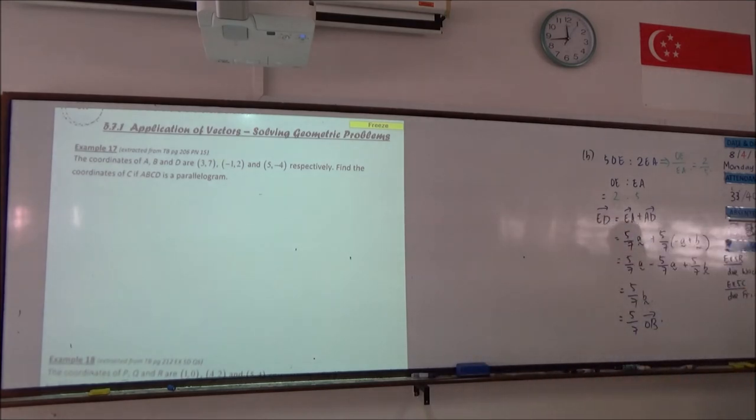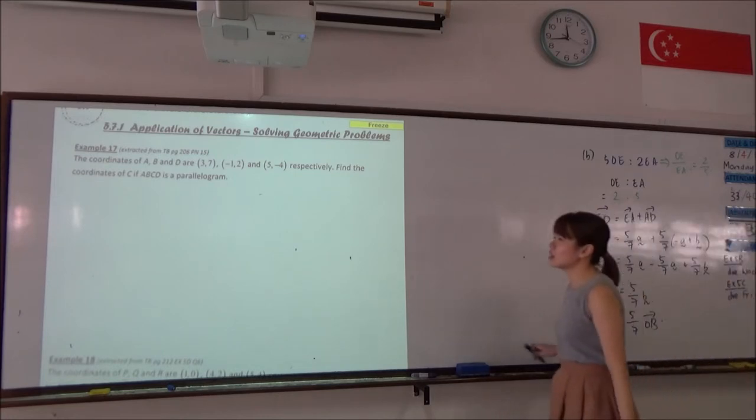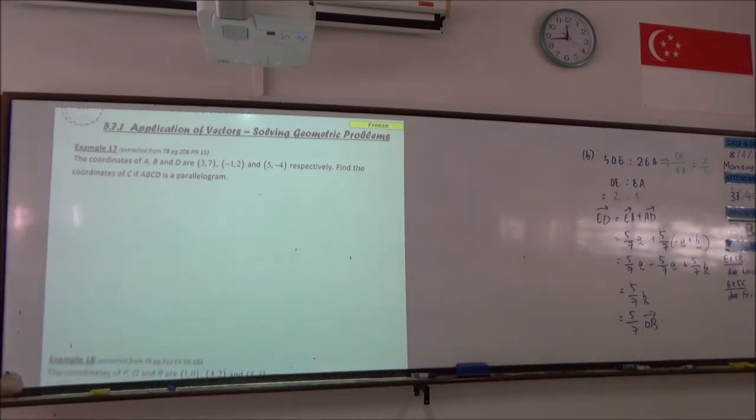Okay, and anyway, this question says using vectors. The question in example 16 says using vectors. Example 17. Okay, we are given A, B, and D, the coordinates of it. We want to find the coordinates of C if A, B, C, D is a parallelogram. Of course, this question we have learned many different methods already. We're trying to use one specific, the vector method, to actually solve this geometric problem.